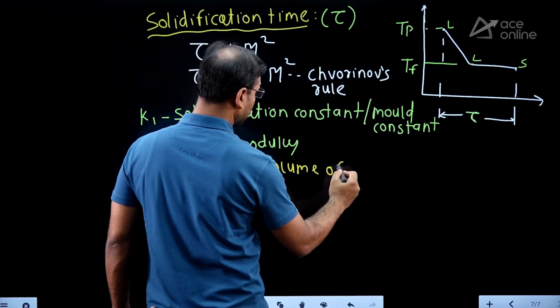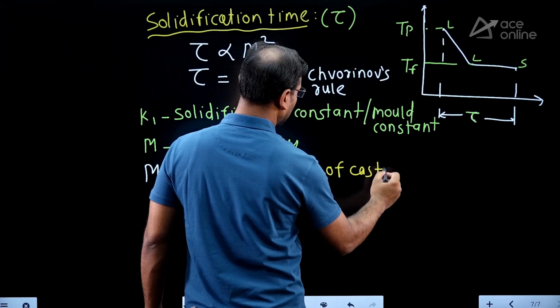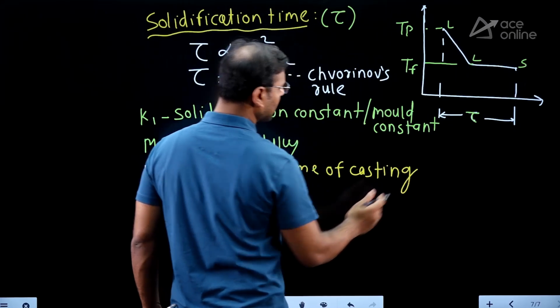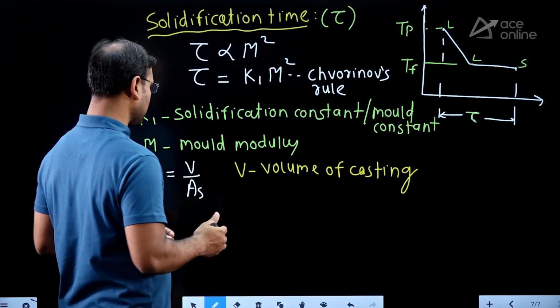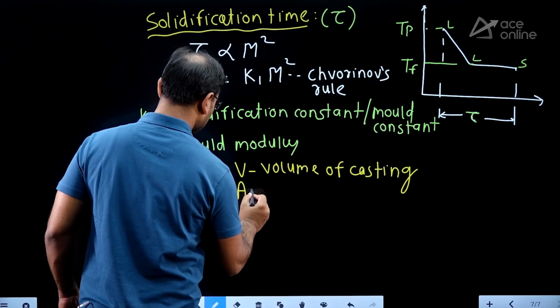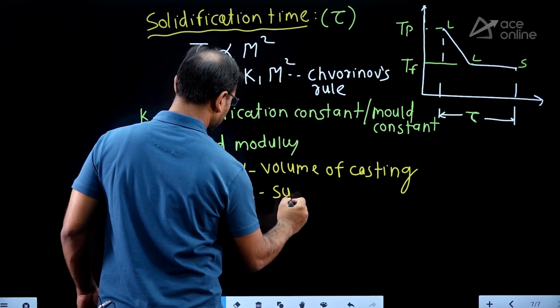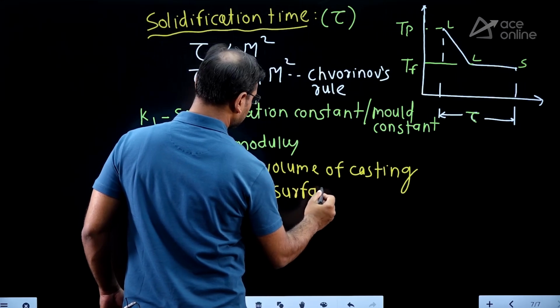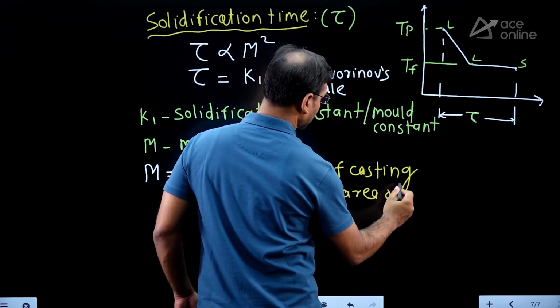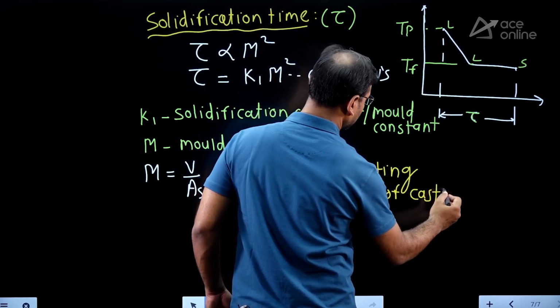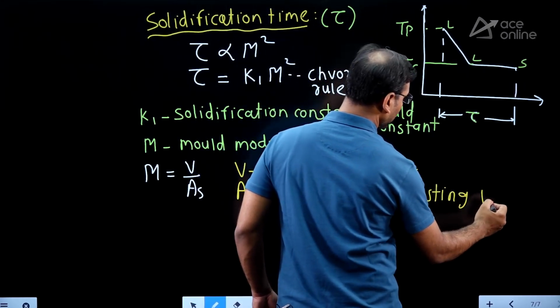Volume of casting, or I can also write the volume of casting cavity. There is not a big difference between the volume of casting and the volume of casting cavity, and A_S is the surface area of casting losing heat.